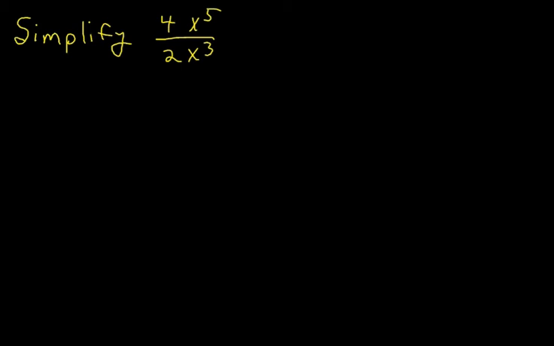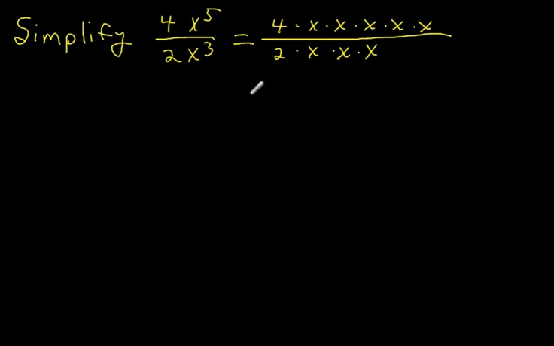In this problem, we're asked to simplify 4x to the fifth over 2x cubed. This is really just a division problem, 4x to the fifth divided by 2x cubed. But to see how to do this, we're going to start out by breaking this down and seeing what's going on in the problem. The top of this fraction is 4 multiplied times 5 x's. The bottom is a 2 multiplied times 3 x's.